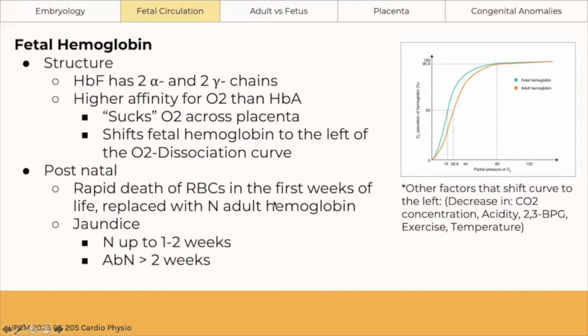So there is a rapid death of RBCs in the first few weeks of life. Normally, it should be up to 2 weeks. If it's greater than 2 weeks, it's already abnormal. I've also added here the other factors that shift the curve to the left, and these are a decrease in your CABET, or CO2 concentration, acidity, 2,3 BPG, exercise, and temperature.